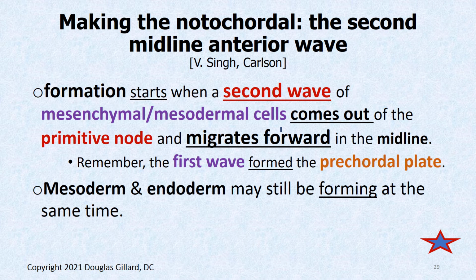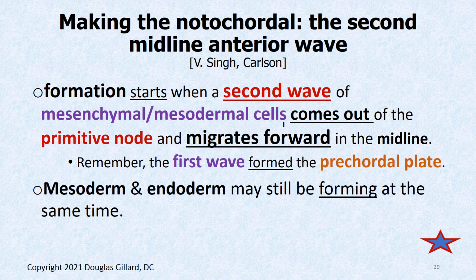So how do you make this notochord? Well, there's a second anterior line of kind of an anterior midline migration or cranial migration. Remember, cranial and anterior are AKAs in the embryology world. So the second wave of hypoblast cells, which become mesenchymal, come out of the primitive node, and you're forming the mesoderm at the same time this is happening.